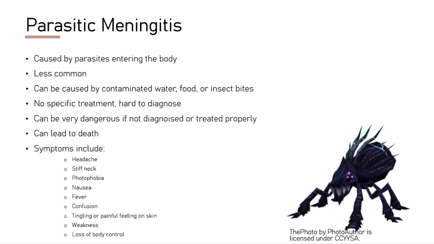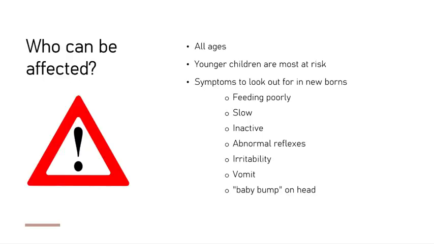A last type of meningitis is parasitic meningitis. It is caused by parasites entering the body. It's less common and can be caused by contaminated water, contaminated food, insect bites, and has no specific treatment and is hard to diagnose. It can be very dangerous if not diagnosed or treated properly. It can also lead to death. Some symptoms include headache, stiff neck, photophobia, nausea, fever, confusion, tingling or painful feeling on the skin, weakness, and loss of body control.